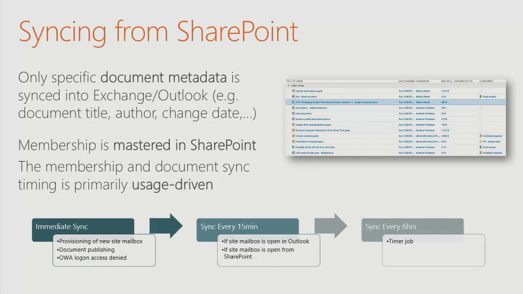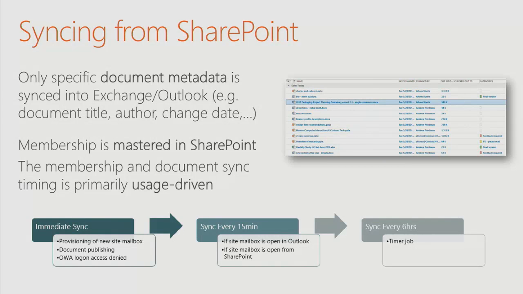And sync happens basically in three different buckets. One is activity-driven. If somebody works with the site mailbox, if somebody drops a document into the site mailbox, we sync right away. We want to make sure if somebody's working against the site mailbox, you always have the most up-to-date sync status. If people only have the site mailbox connected in their Outlook, or they have it open in OWA but don't do a lot, we sync a little more lazily, like every 15 minutes, and just make sure that you always have a pretty much up-to-date state of what's going on in the site mailbox with regards to membership as well as documents.